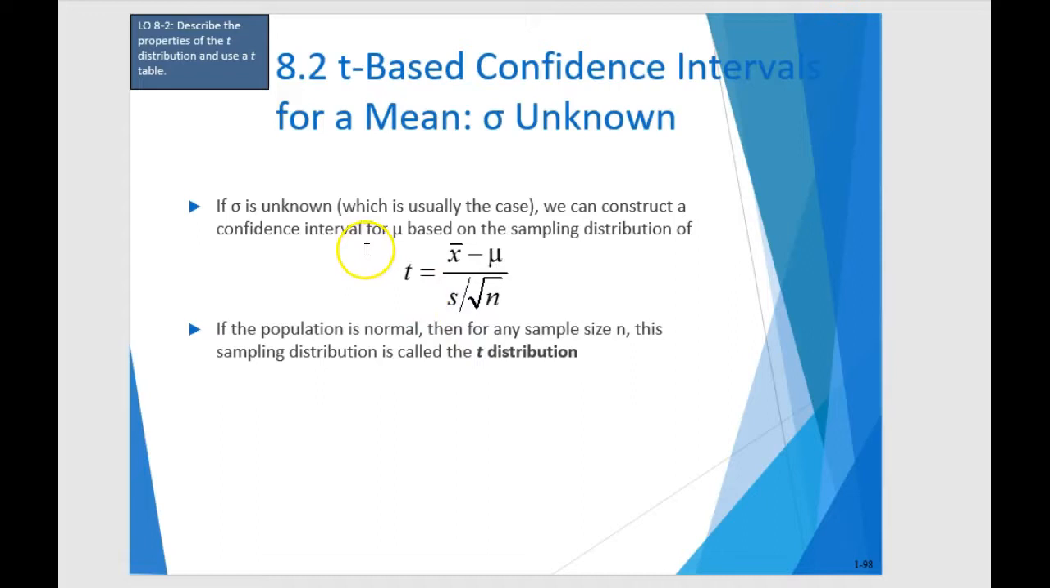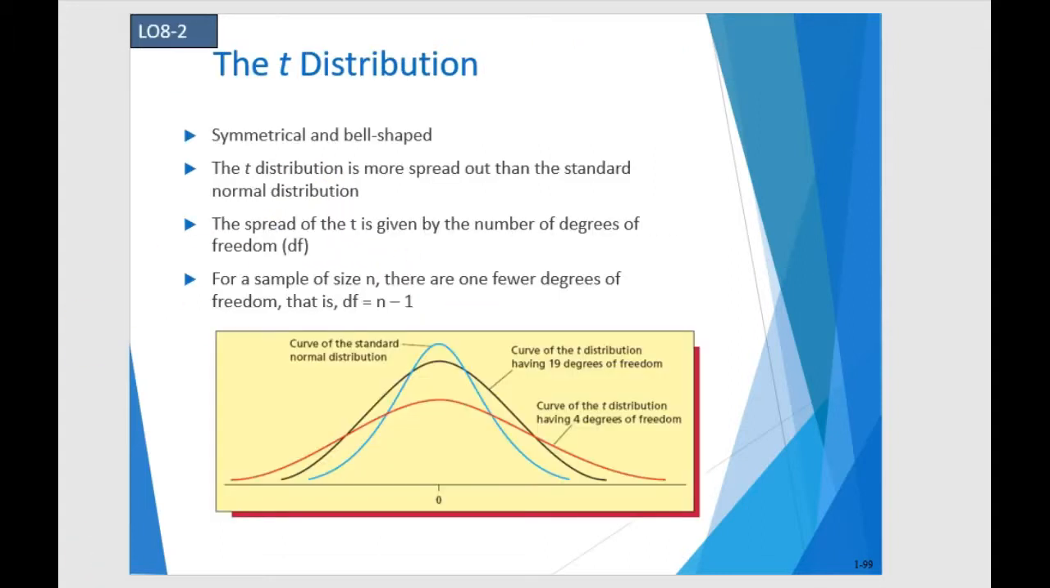T is equal to x bar minus mu over S divided by the square root of n. That is the exact same formula as the Z formula, except that we replace sigma with S here. Okay? And it becomes the T distribution. It's symmetrical and bell-shaped. The T distribution is more spread out than the standard normal distribution. The spread of T is given by the number of degrees of freedom.